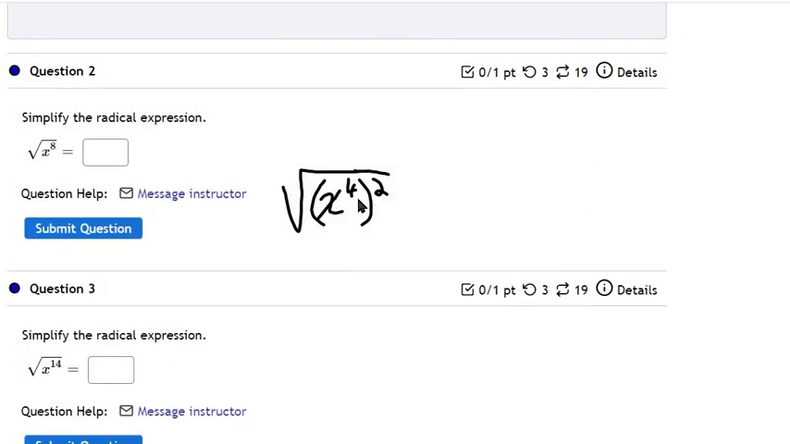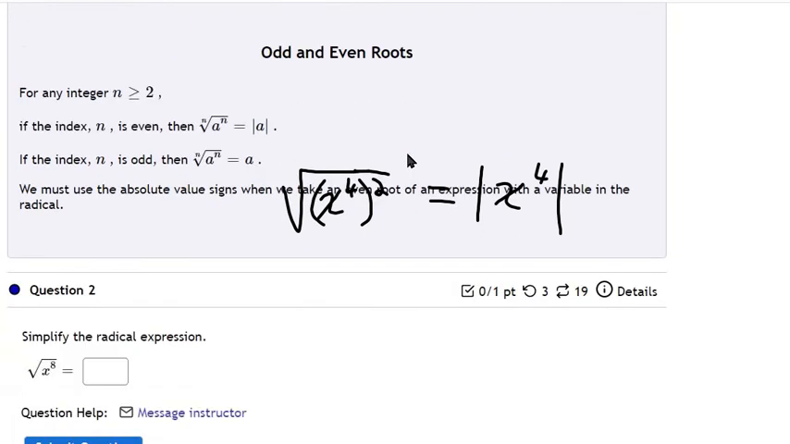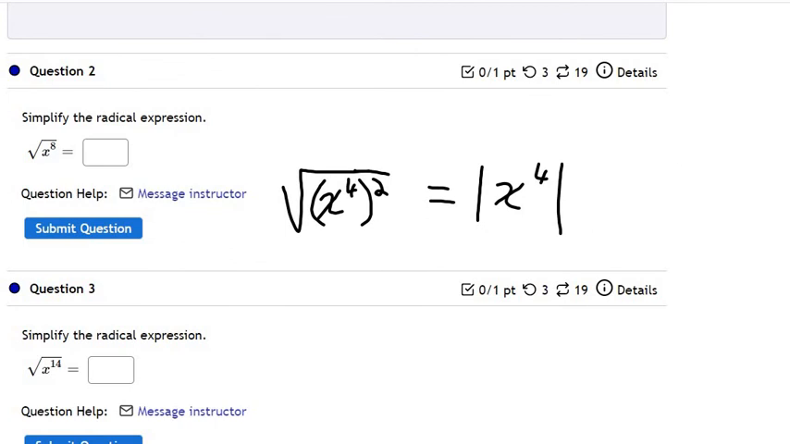So instead of just being x to the 4th as the answer, the answer is actually going to be the absolute value of x to the 4th. But then we have to go back. Because this 4 here is even, in the very beginning I said if I take the absolute value of an even power of x, the absolute value of even powers of x are just those even powers of x. So the answer here doesn't need the absolute value because x to the 4th is always positive, and the absolute value of x to the 4th is x to the 4th. So the answer for this question should be x to the 4th.